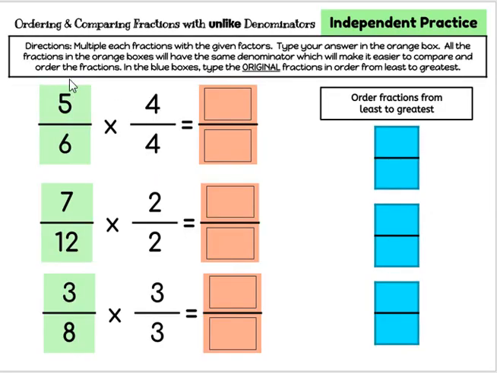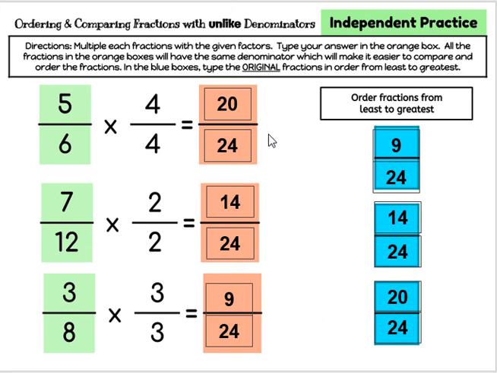So here's one to solve. 5/6, 7/12, and 3/8. You want to multiply them by the fractions given and then order these fractions from least to greatest. Pause the video, solve, and check your work. So we have 20/24, 14/24, 9/24. Now we want to put them in order from least to greatest. 9/24, 14/24, 20/24, or 3/8, 7/12, 5/6.